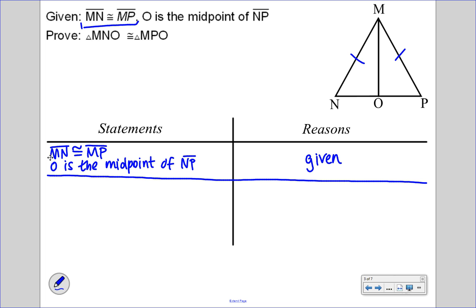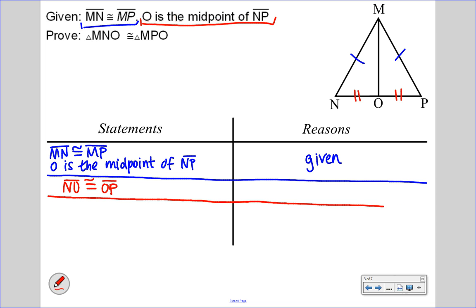This one is a freebie. It's kind of like a present because that congruency statement is already written down, so you don't have to write it down again. So we can now look at the second given. O is the midpoint of NP. Well, if O is the midpoint of NP, that gives us two congruent segments. So we can write down NO is congruent to OP. And the reason for that is definition of midpoint.